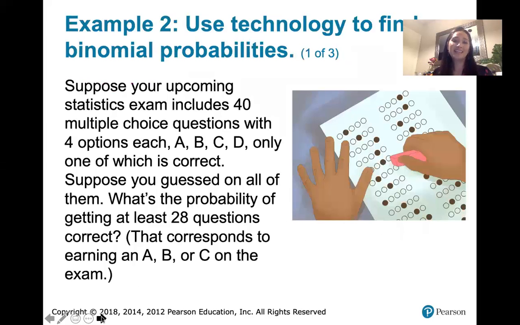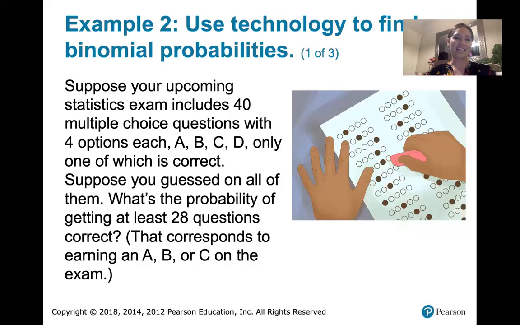So here is the next example. Suppose your upcoming statistics exam includes 40 multiple choice questions with 4 options each, A, B, C, and D, only one of which is correct. Suppose you did not study and you guessed on 40 of them. You guessed on them all. The question says, what's the probability of getting at least 28 of those questions correct?